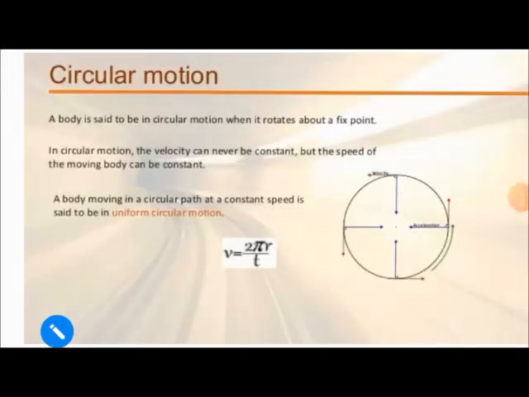Circular motion. A body is said to be in circular motion when it rotates about a fixed point. Example: a piece of stone tied to a thread and rotated in a circle with a uniform speed.